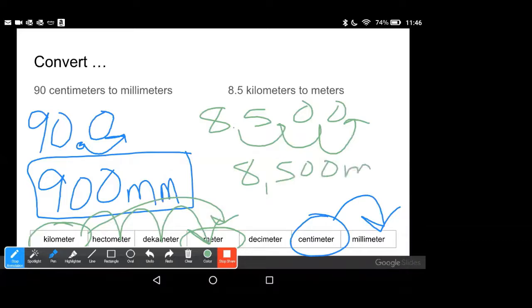8,500 meters. So as I move to the right, I get more zeros. If I move to the left, I get less zeros. Okay, so I get a smaller number. If I move to the right, I get a bigger number.